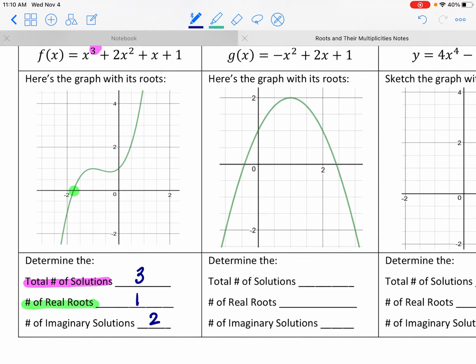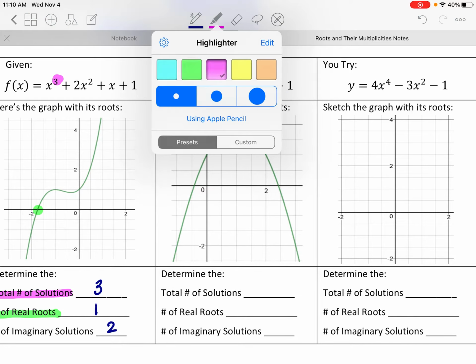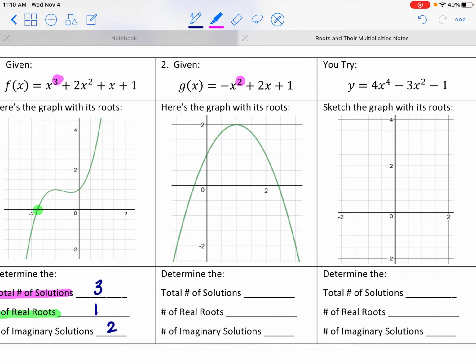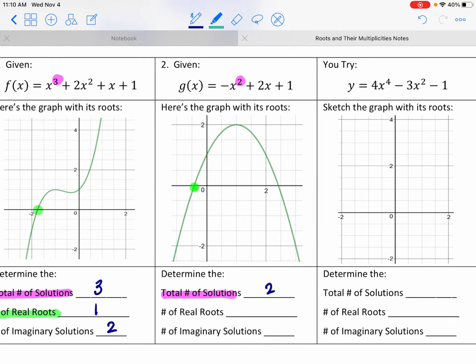Same concept. The degree of this function tells me there should be 2 total solutions. Now if I look at the graph, how many times does the graph cross the x-axis? Once, twice. So the number of real solutions happens to be 2. That means this won't have any imaginary solutions. There were supposed to be 2, and 2 showed up on the graph. We're done. Nothing extra or weird happening here.